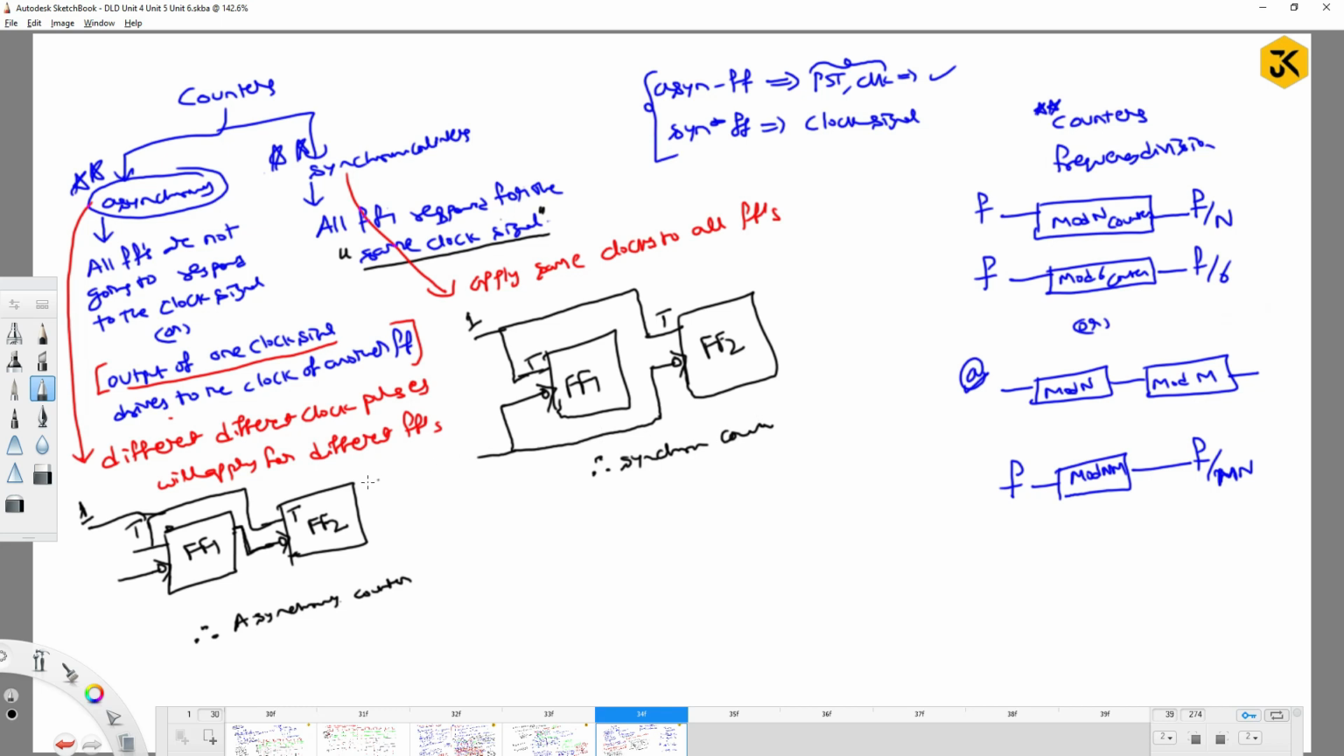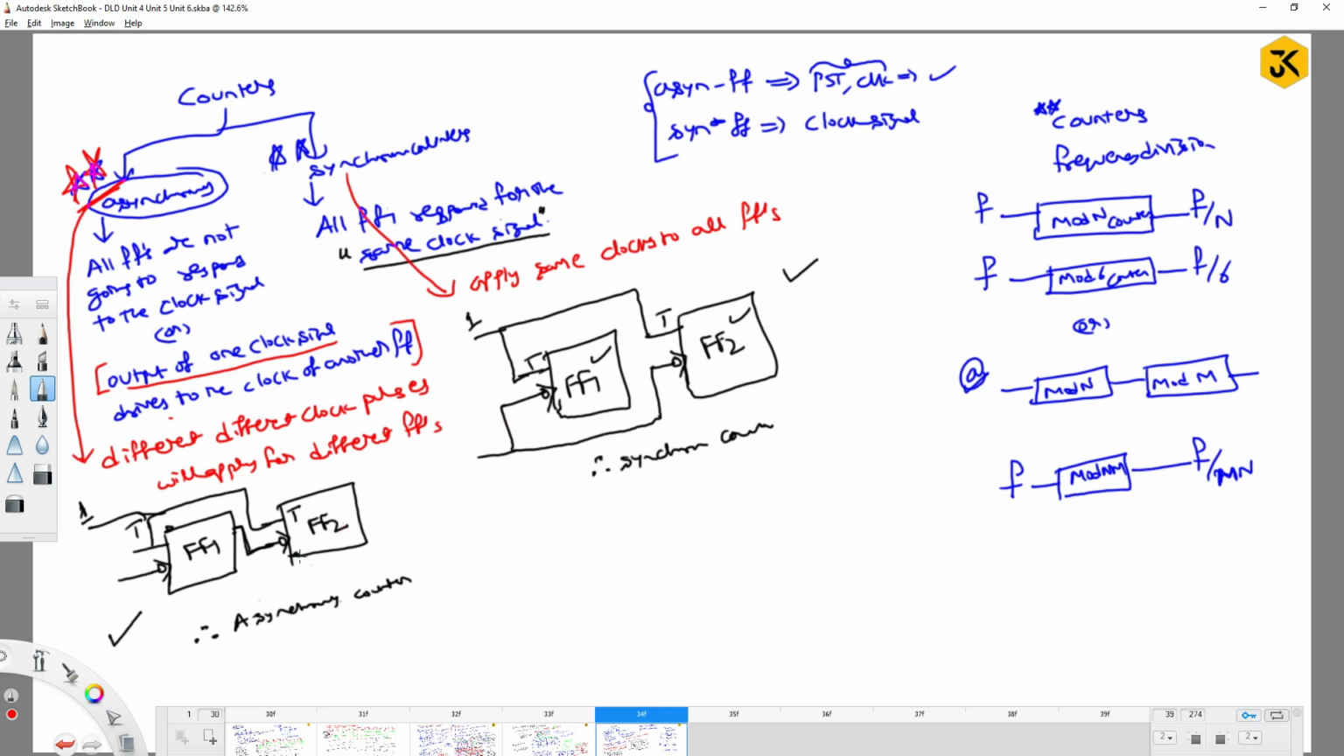Right? Here in asynchronous counters, all flip-flops are not clocked at the same instant of time. Whereas in synchronous counters, all the flip-flops are clocked at the same instant of time. Right? So which one is easier? I can say the construction of asynchronous counters is easier compared to the construction of synchronous counters.